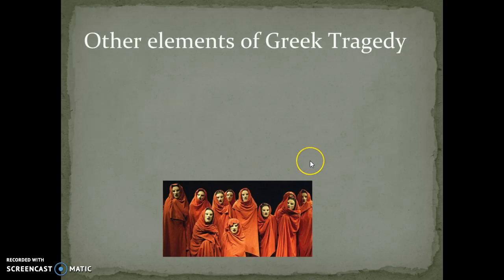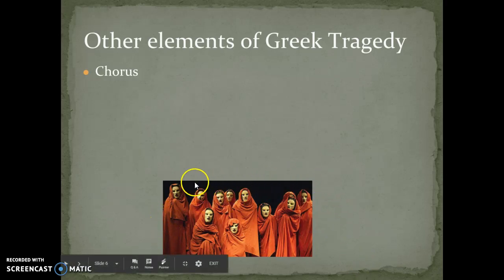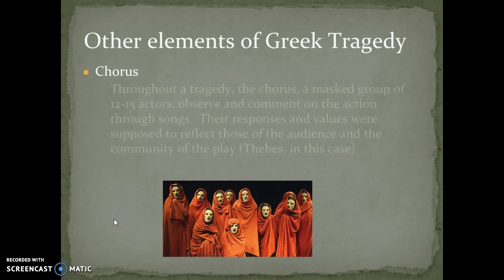So, a few other elements of Greek tragedy. One of the key concepts that you need to understand about Greek tragedies, because they will play a role in our reading of Oedipus the King, is the chorus. So this picture here seems a little creepy, but it's an example of what the chorus may have looked like at that time. Masks were important.